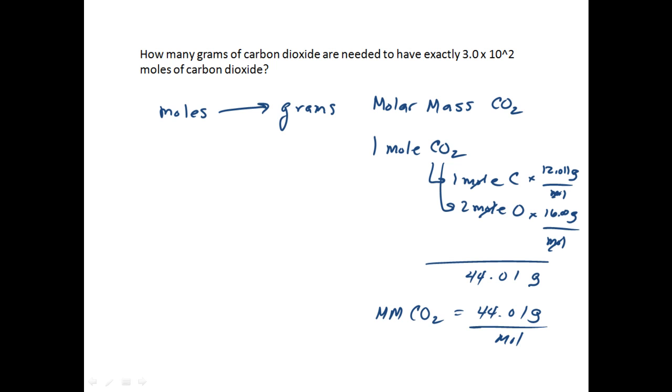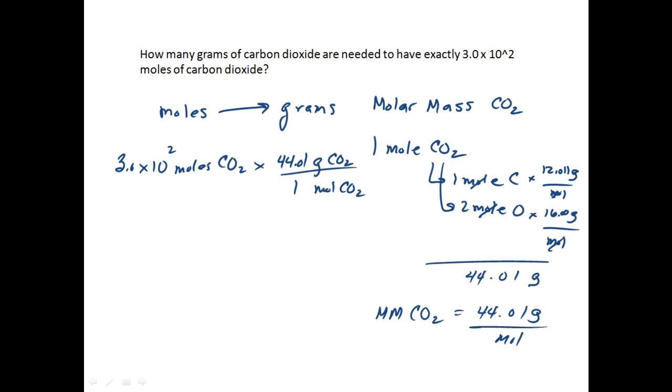All right. So this is the key part of solving the problem, because what we're going to do now is we have exactly 3.0 times 10 to the second moles of carbon dioxide. We want to get rid of the moles of carbon dioxide, and we want to be left with grams of carbon dioxide. So in our conversion factor, we need grams in the numerator and moles in the denominator. Well, that's what the molar mass is. It's 44.01 grams per 1 mole of carbon dioxide.